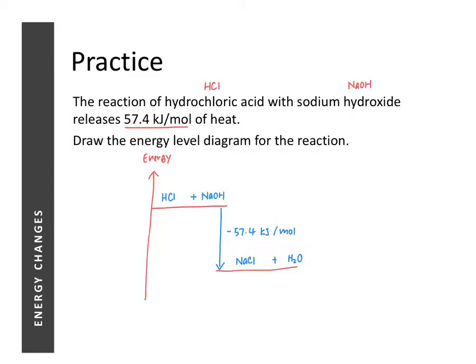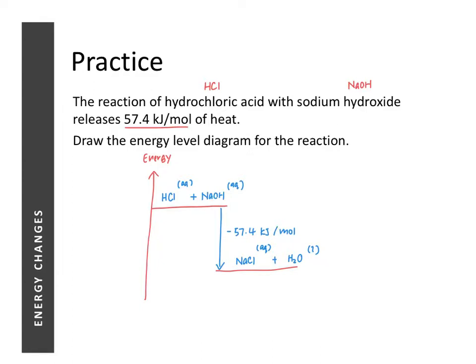Now furthermore, if we can know the state symbols of the reactants and the products, it will be good for you to write it down. So for example, acids and alkalis are always dissolved in water, so they are aqueous. Sodium chloride is a salt, so it's aqueous. Water is liquid. Now in drawing energy level diagrams, why is it important to include the state symbols?